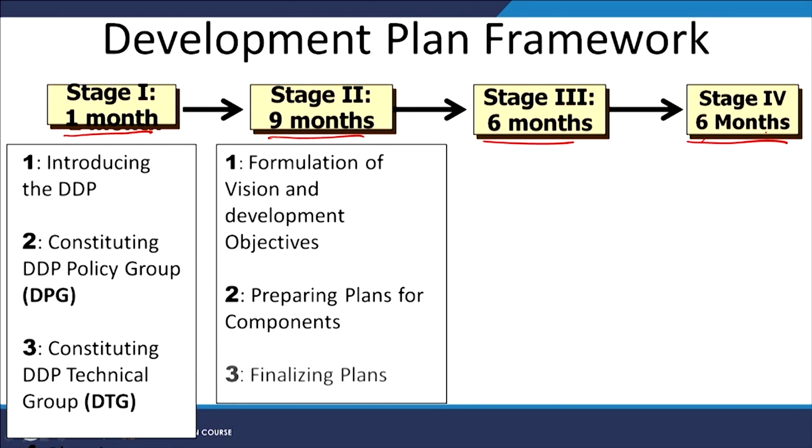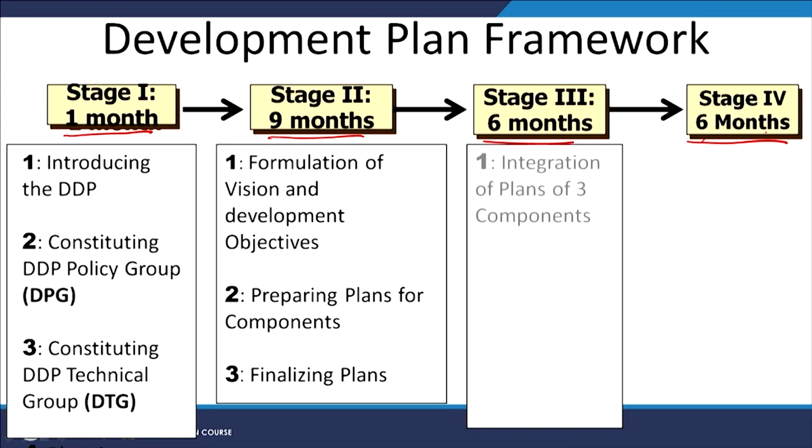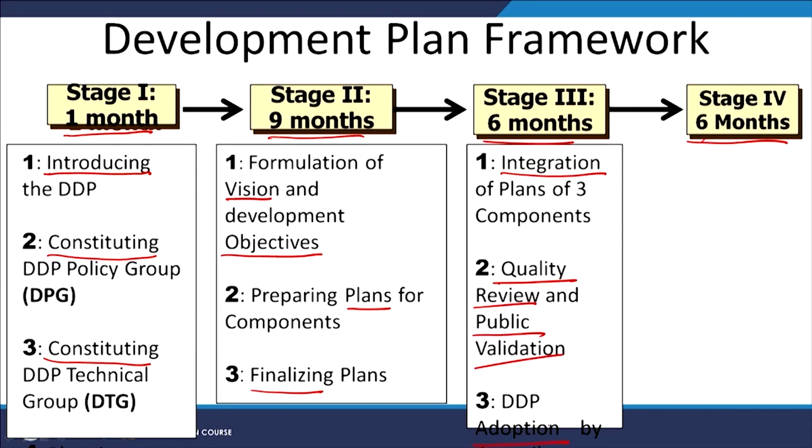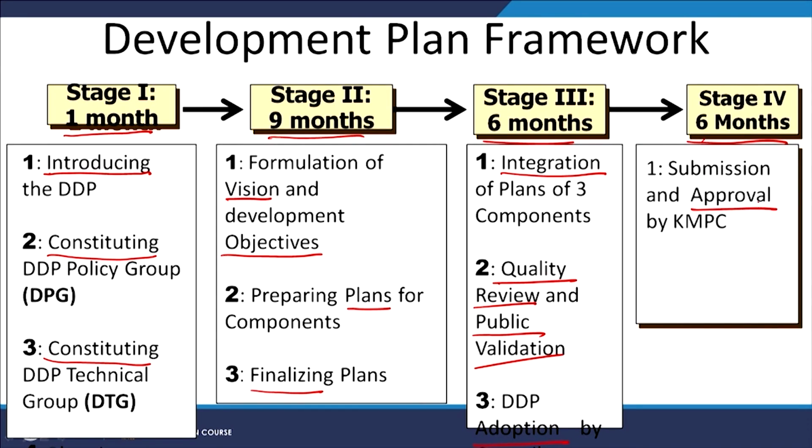I am not going into much detail into the intricacies of these stages, but you can at least see the keywords like introducing, constituting the policy group, constituting the technical group, formulation of the vision and objectives, preparing plan and plans, finalizing plans, integration, quality review and public validation and adoption, and also the approval stage. If you just remember these keywords, you will understand the basic stages of the planning.